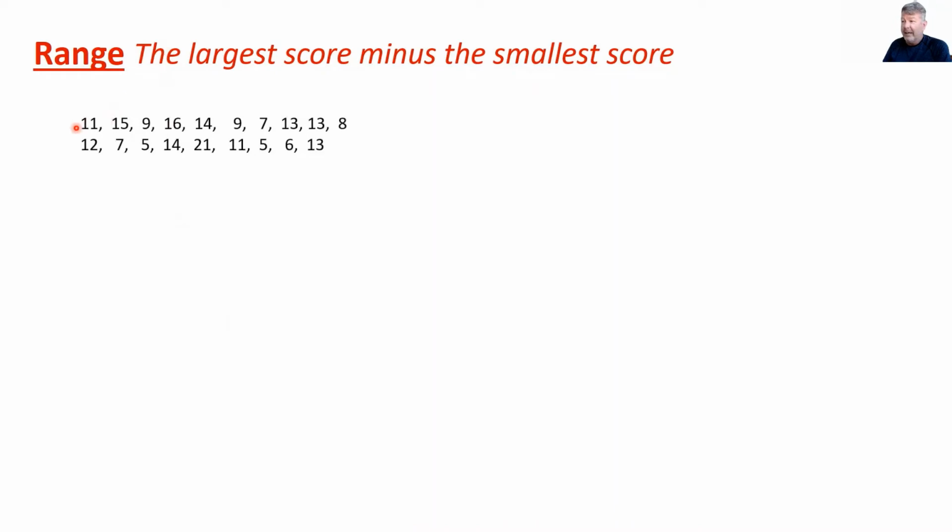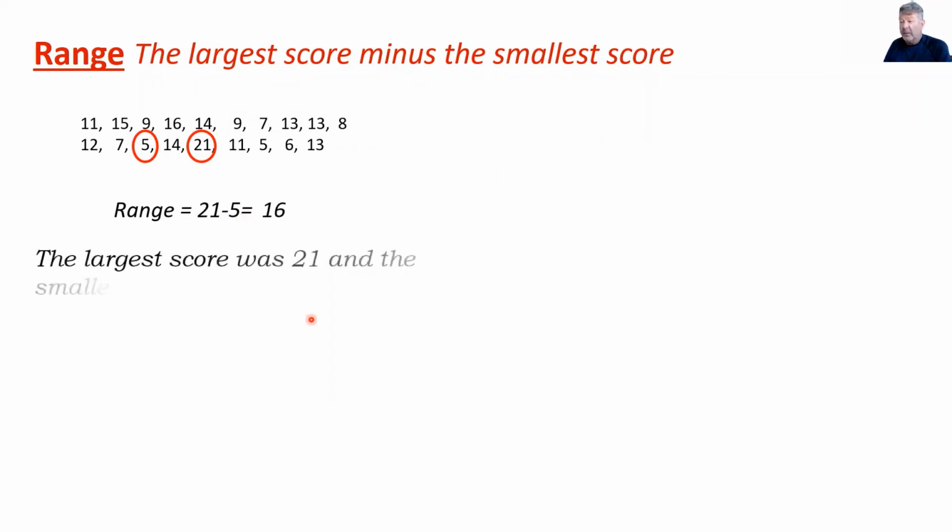Here's our data. Our biggest score here looks like 21. Our smallest score is 5. There it is. Okay, so we simply do the range equals 21 minus 5, which is, of course, 16. Put it in a sentence. The largest score was 21 and the smallest score was 5, giving a range of 16.